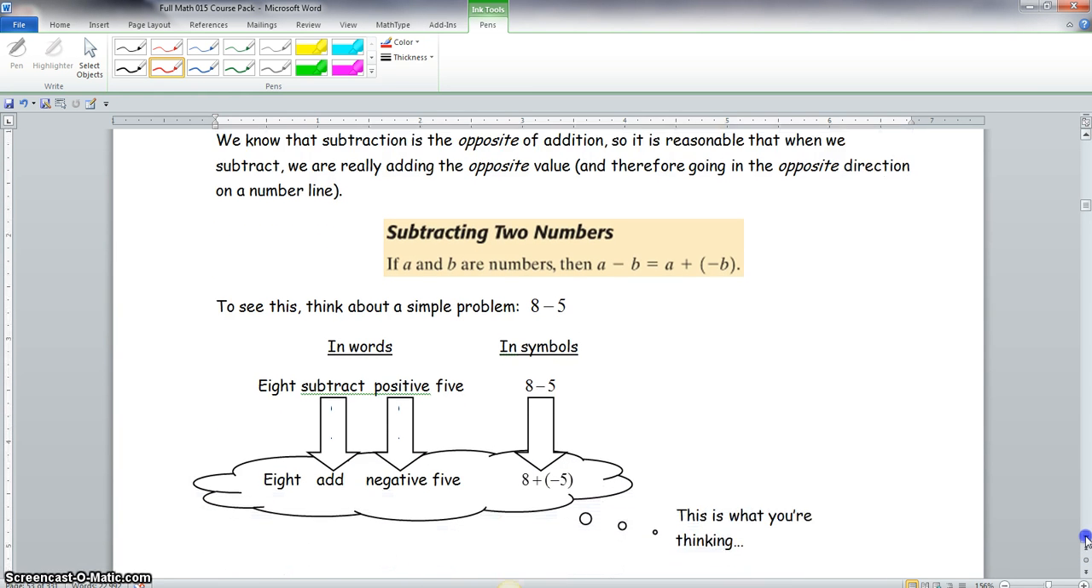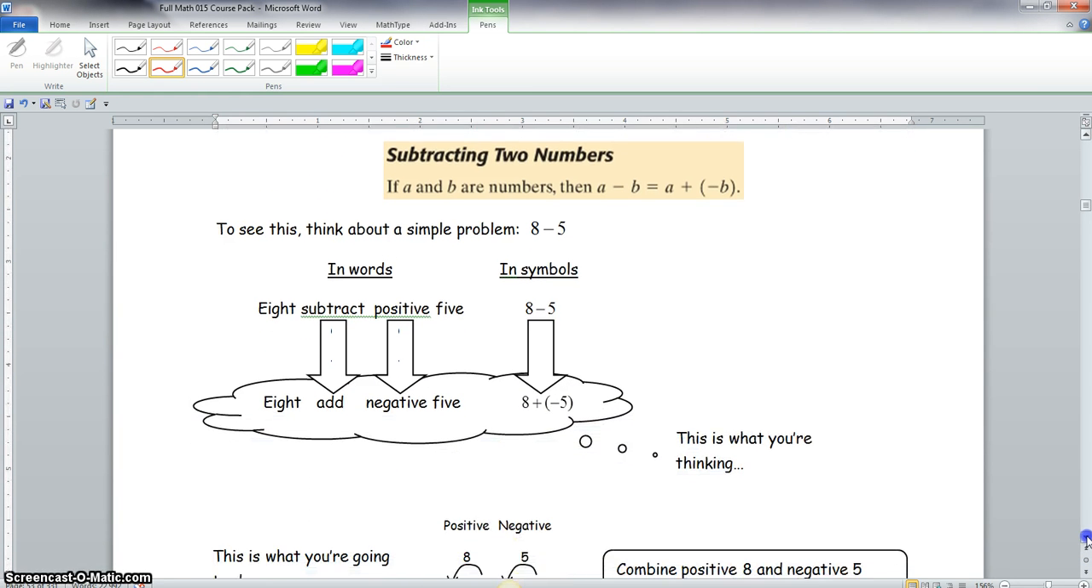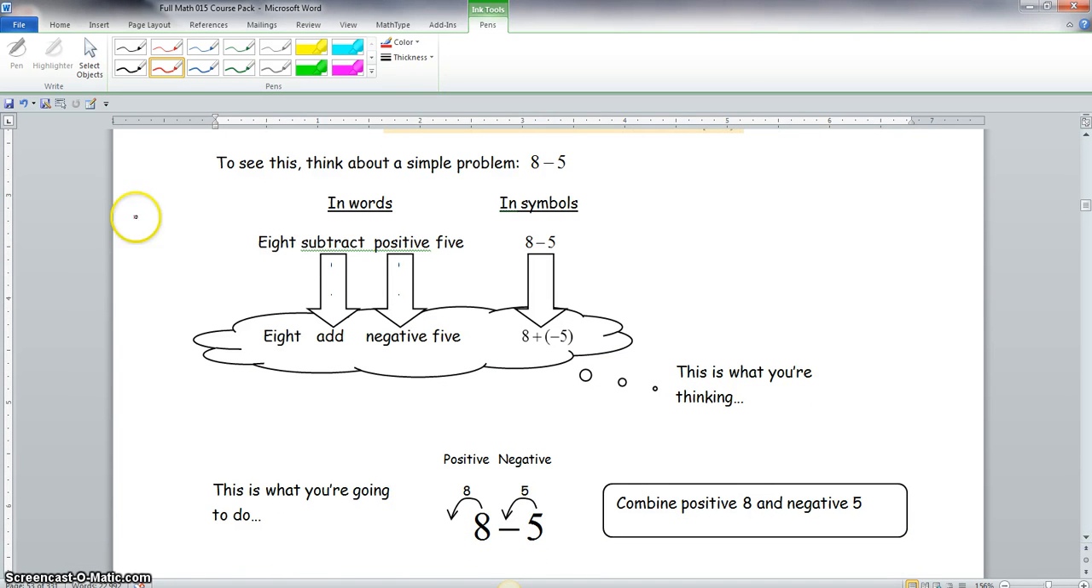Now, in words, we know 8 minus 5 is the same as saying 8 subtract positive 5. But we could rewrite that as 8 add negative 5. So 8 minus 5 is the same as saying 8 plus a negative 5. This is what you're thinking. Because remember, in the previous section, when we did 8 plus a negative 5, we did subtraction, which was 3. And we know our answer was positive because 8 is furthest from 0. So it works out to be the same.